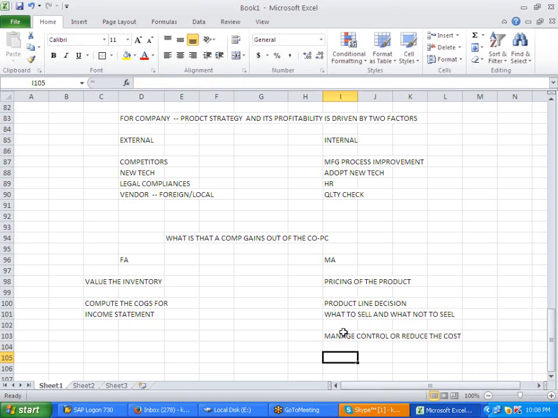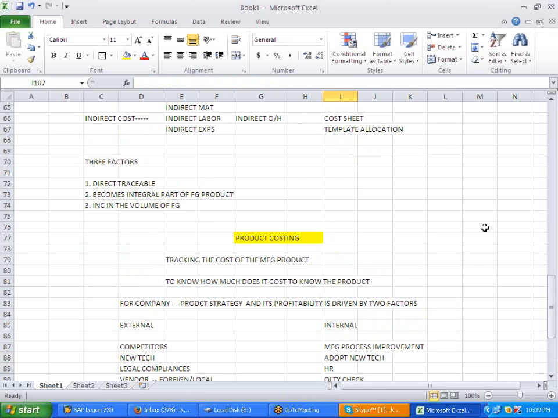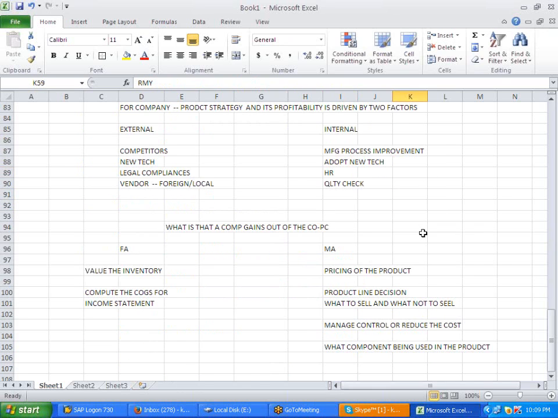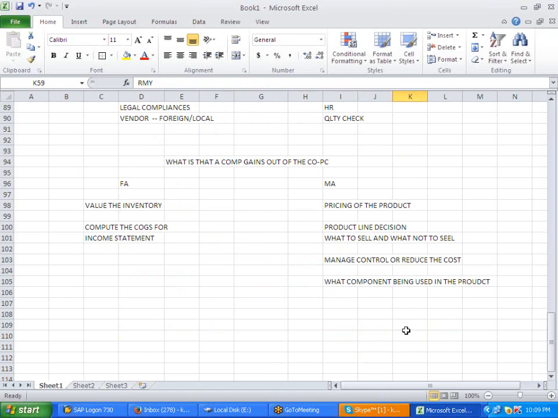Next, I can identify what components of the product are being used through product costing. Like for example, to manufacture a finished product, I require so and so material. In the same way, when I do my product costing, I can identify what components are being used in the product, and also which component is influencing the product costing.